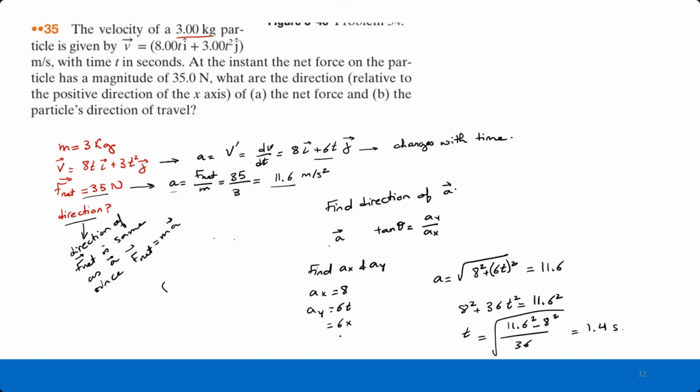Now I can deduce AY. It will be 6 times 1.4. This is 8.4. Now, remember, what do I want? I want to find the direction of A from tangent theta. So now I can write tangent theta is AY over AX, and this is none other but 8.4 over 8. This is 1.05. I can deduce theta now. It is tangent minus 1 of 1.05. I'll just solve for tangent minus 1 of 1.05. This is 46 degrees. I found the angle that the acceleration makes with the x-axis, and this is the same as the angle that the net force makes, by the way, because both have the same direction. So I found the direction of the net force.